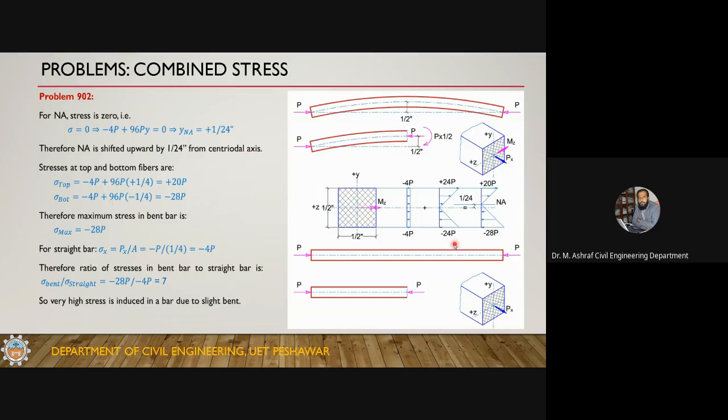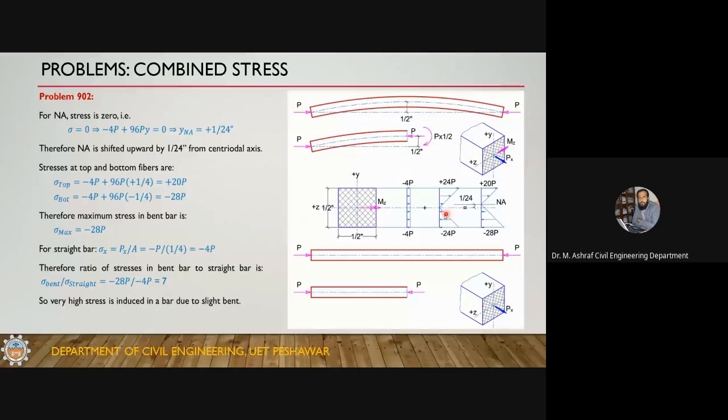And if you just plug in, ignoring this one, don't consider this one, just assume that only bending moment is applied on this section. Okay, so this is the stress variation diagram. In the top plus 24, in the bottom minus 24, and the neutral axis coincides with what? With the centroidal axis of the member.